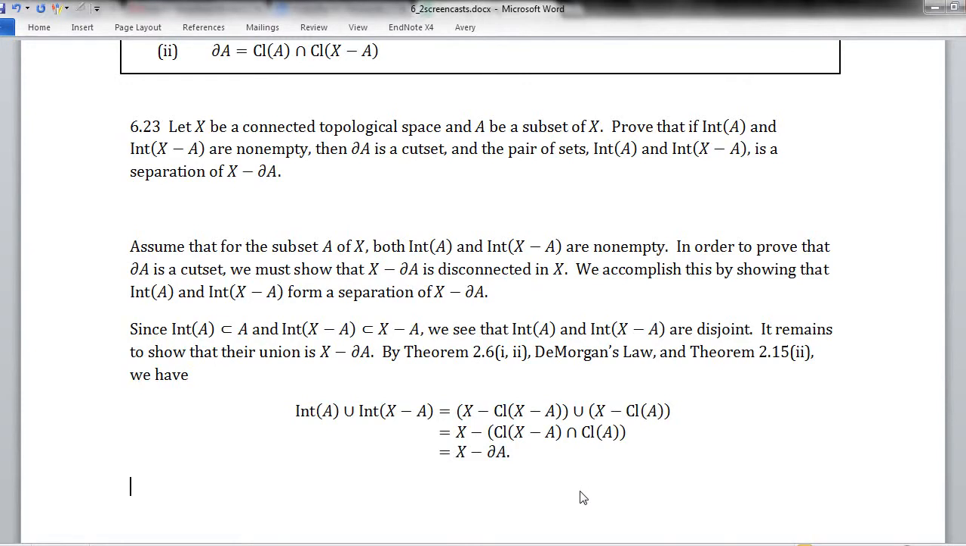And we're done. We've shown that these two interiors form a separation of X minus the boundary of A.